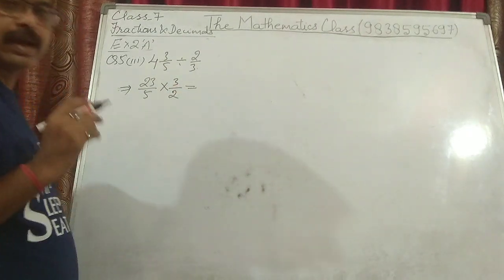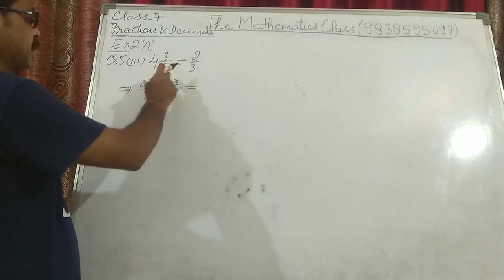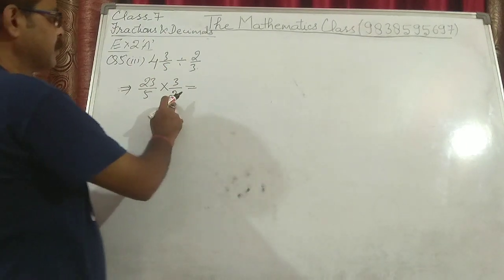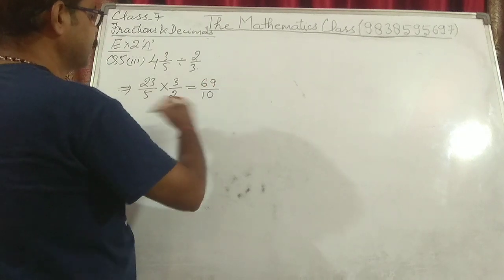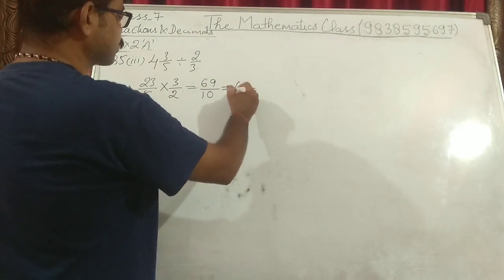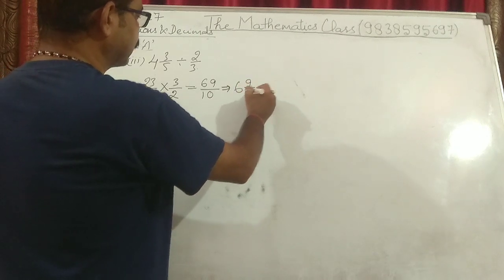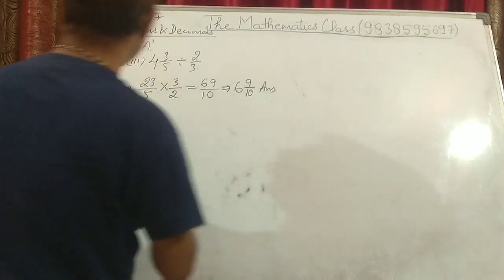So simply we multiply. How do we multiply? Numerator is multiplied to the numerator, denominator multiplied to the denominator. 23 threes are 69, 5 twos are 10, so 69 upon 10. Or it can be written as 6 whole 9 upon 10. That is the final value.